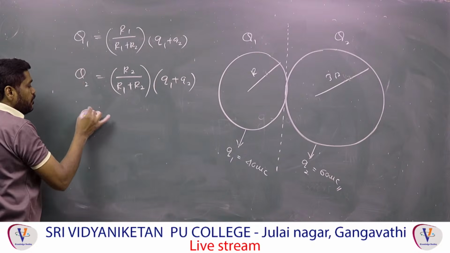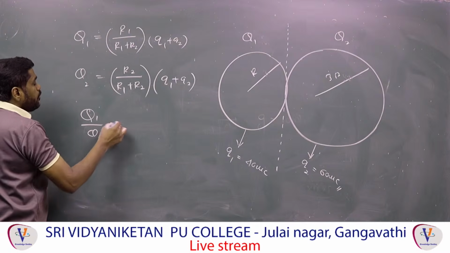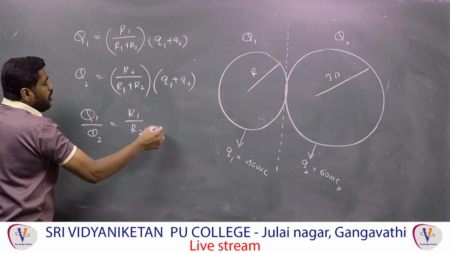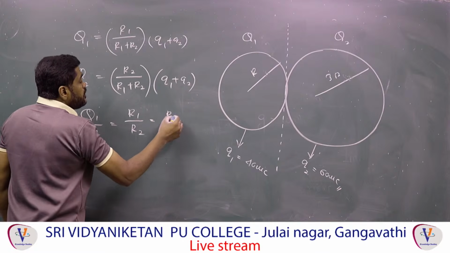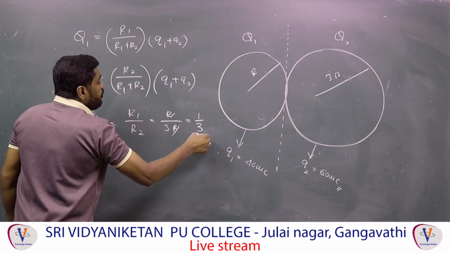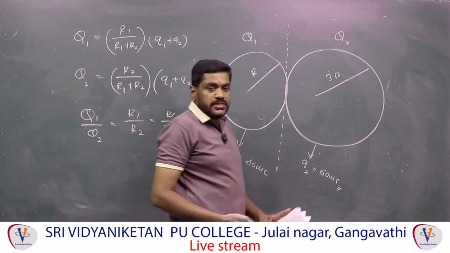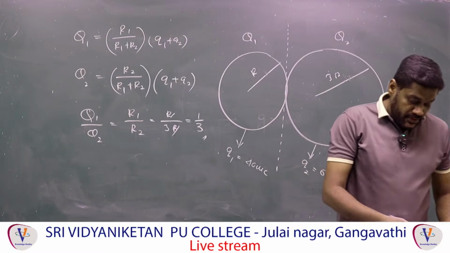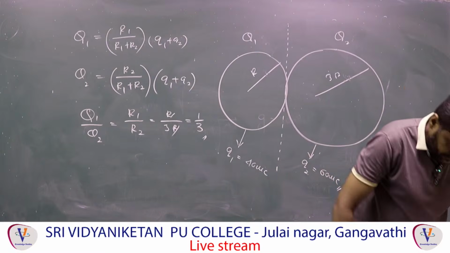Therefore, if you take the ratio Q1 by Q2, everything cancels, just the ratio of radii. Therefore, that is equal to R by 3R. R cancels, and that is equal to 1 by 3. So that is the ratio of the new charges on the conductors. Next.